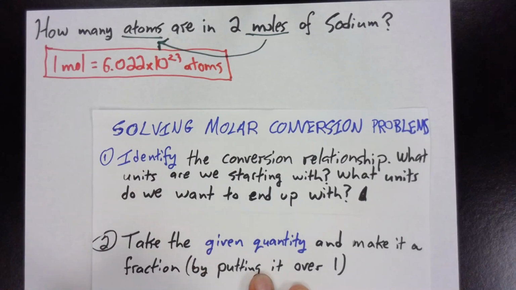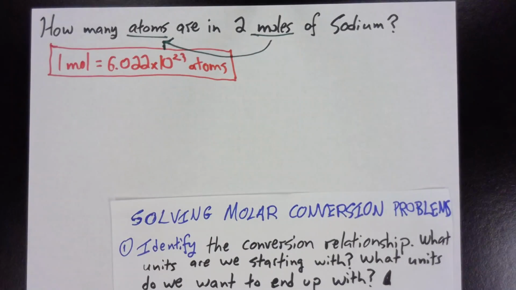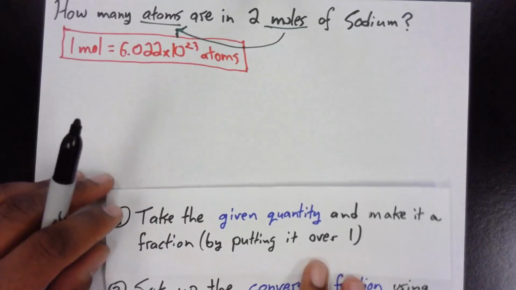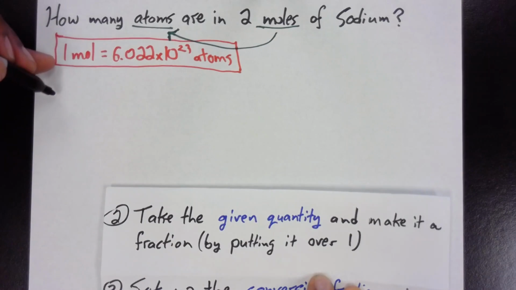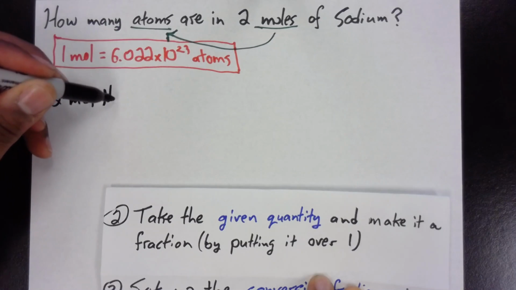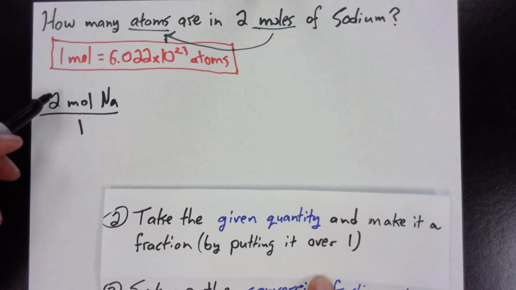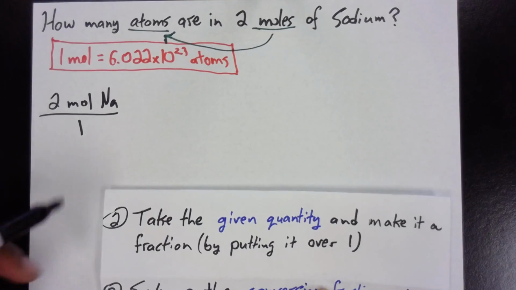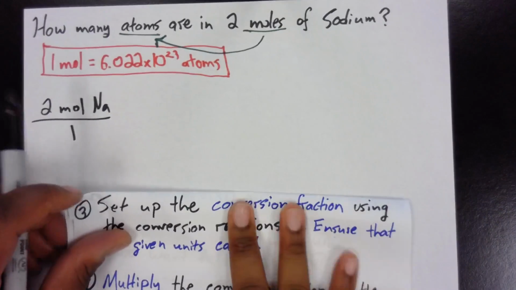Step 1, we identified the relationship. Great. Now step 2, we want to set up this problem. We're going to take the given quantity, which is 2 moles, and make it a fraction. So I'm going to say 2 moles of sodium. I'm going to put it over 1. This is the setup. It gives me a numerator and a denominator. It puts moles in the numerator. There is a reason why. It sets us up for the 3rd step, which is to set up the conversion fraction.